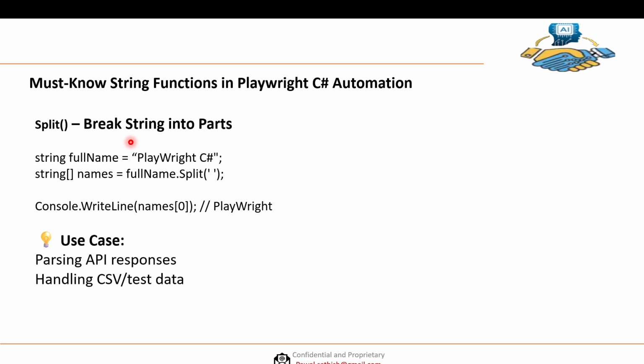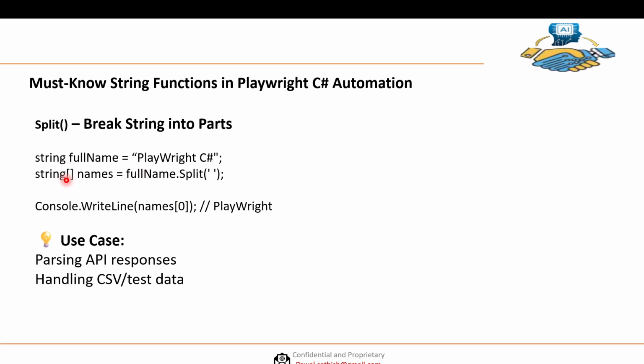Then next is Split. It breaks a string into parts. Like here you can see, if we capture the full name, Playwright C Sharp, and we use fullName.Split with a space, then in that case it returns a zero-dimensional array.